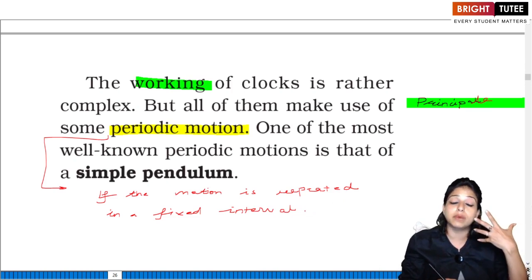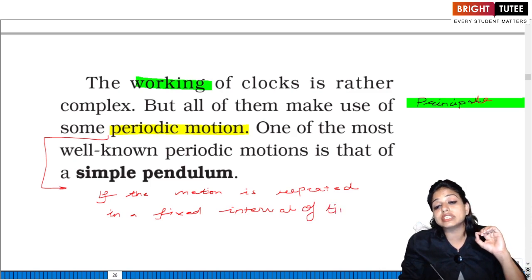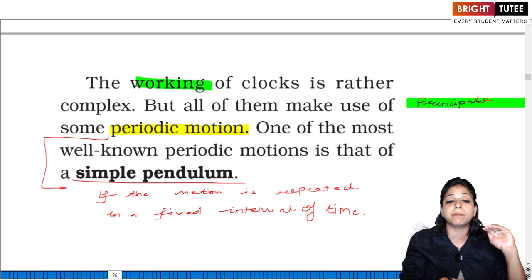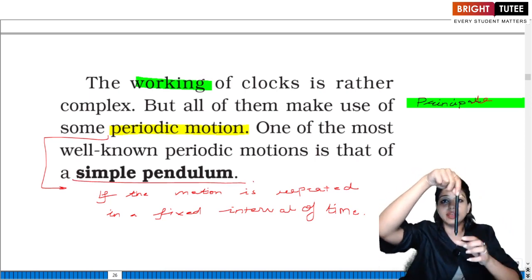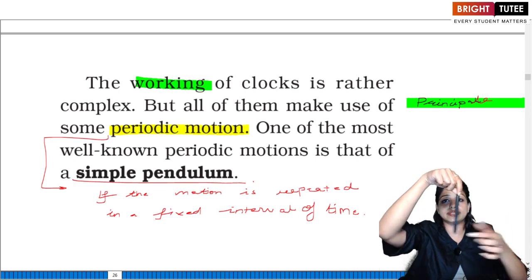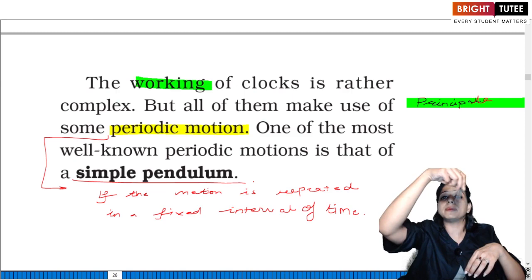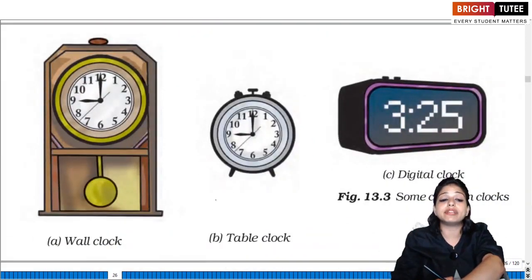Simple periodic motion is also the same. Okay, so one which is repeating itself over time is called periodic motion, and the biggest example of it is the simple pendulum. If I give you an example, let's see this pen. If it is taken like this, it starts moving like this. This is called periodic motion, going on and on in this motion.